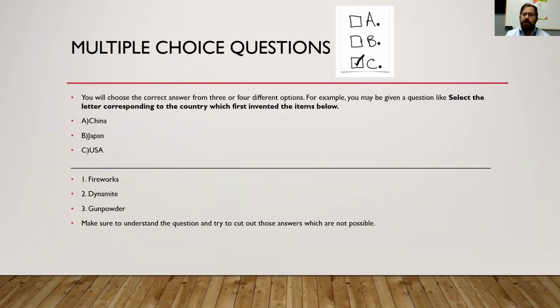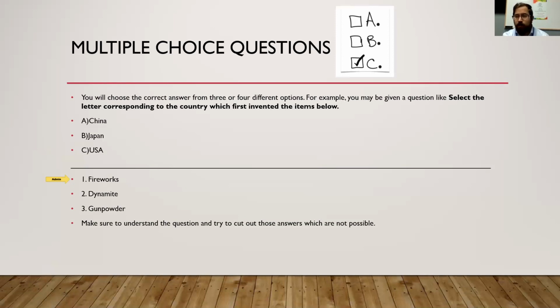For example, you may be given a question like this: select the letter corresponding to the country which first invented the items below. So here we can see these are our 3 options: China, Japan, and the United States. And here are our questions. Question number 1, fireworks. Who invented them? Then we pick one of these letters as the correct answer. Number 2, we have to choose one of these.